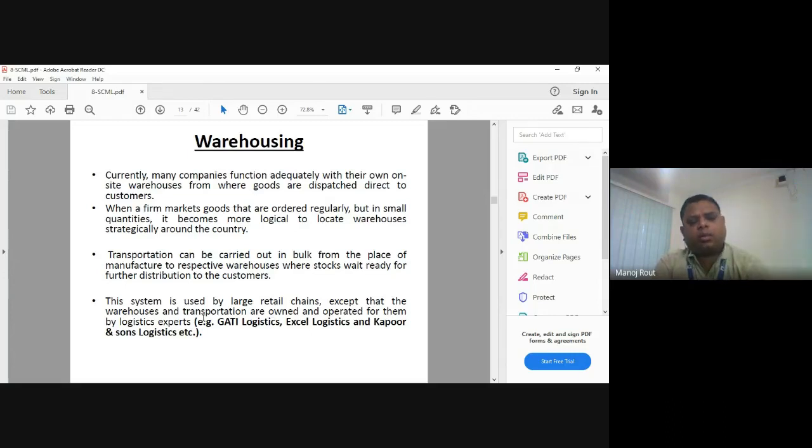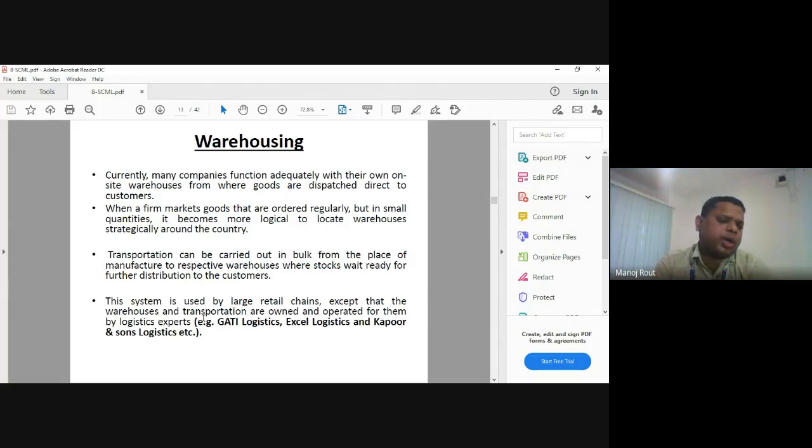Going to point number 2, when a firm's goods are ordered regularly but in small quantities, it becomes more logical to locate warehouses strategically around the country. For example, take Mahindra and Mahindra, India's fast SUV in the form of the Scorpio. Due to the higher demand for that particular Scorpio, the company started more resource points located strategically around the country, for example in Pune, Nasik and Chennai. Those strategically located warehouses help in placing small-quantity orders in that particular geographical location.